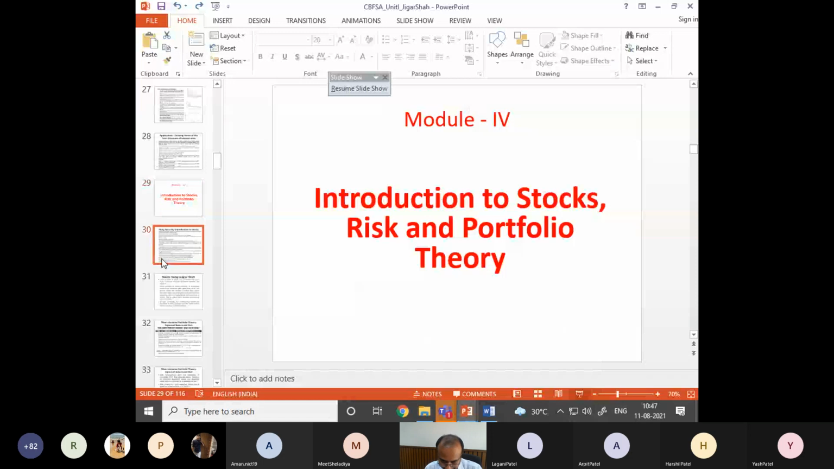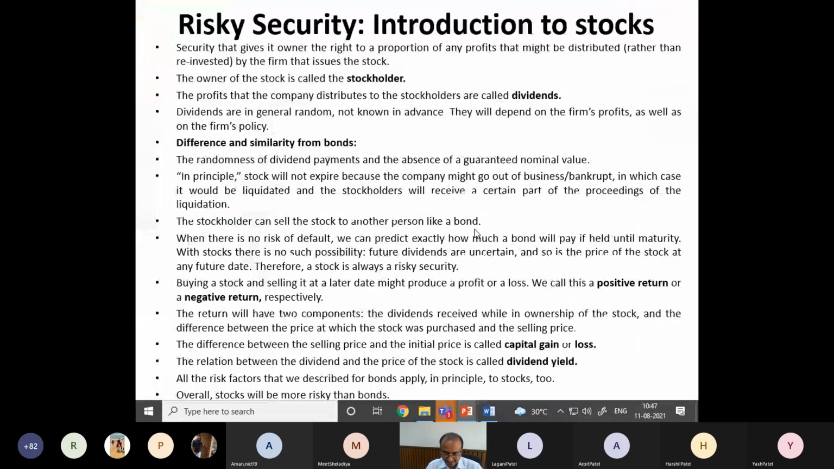So now again I reset. Okay. So the stockholder can sell the stock to another person like a bond, but there is no guaranteed value associated with it, and there is no guaranteed value of dividend, and the payment frequency is also not known like the coupons in the bond. So that is the difference.